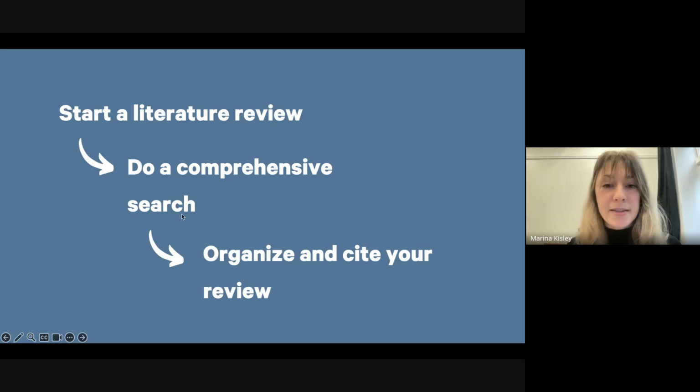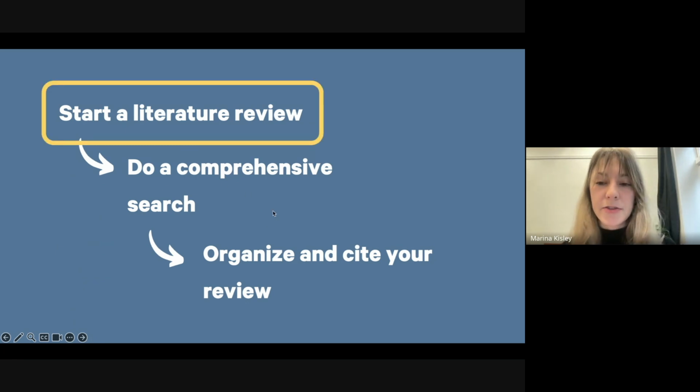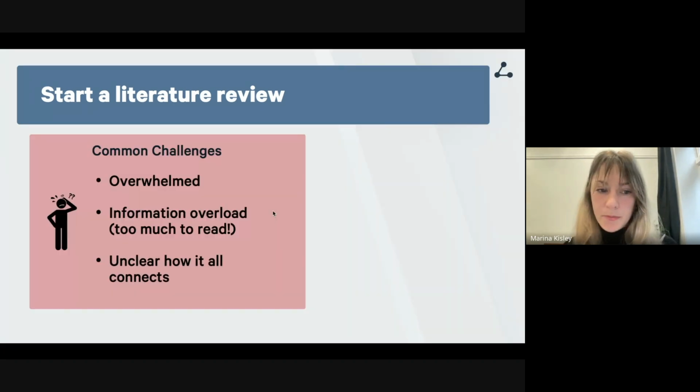Lastly, organizing and citing your review. This is essential to really get your work out the door. So these first 2 things are about really doing the work, getting your review done. But if you're not organized and citing things, it's going to be really difficult to effectively communicate your results. And so we have some aspects of Litmaps that also help with this. So we'll start by diving into the very first step of starting a completely new literature review.